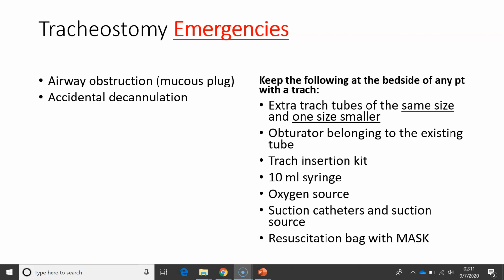And you'll see what that is when you're in lab. It's like a stick, for lack of a better term, that goes inside the trach tube so that you can put it in and out easier. An emergency trach insertion kit, a 10 cc syringe in order to deflate the cuff. An oxygen source, suction catheters, and a suction source. Resuscitation Ambu bag, both with oral mask and trach cuff mask, the trach mask.